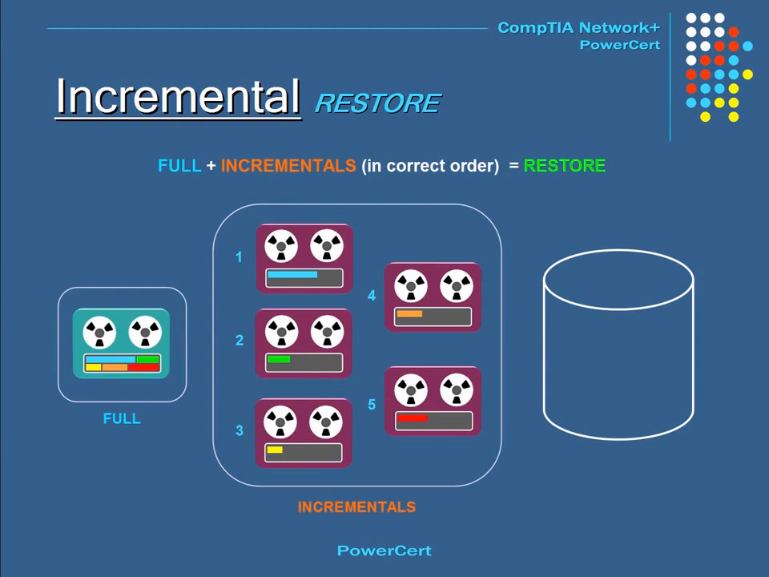For example, here we have a full backup tape and a week's worth of incremental backups. We'll go ahead and restore the full backup tape first, and then we'll restore the incrementals from Monday through Friday in the correct order. And now we have a full restore of our data for that week.